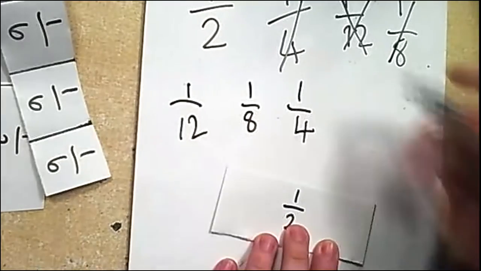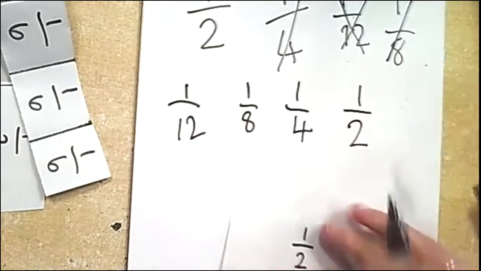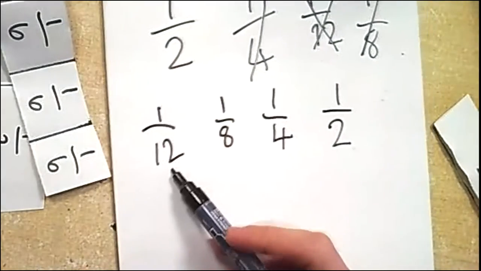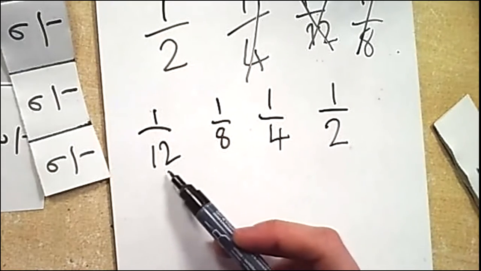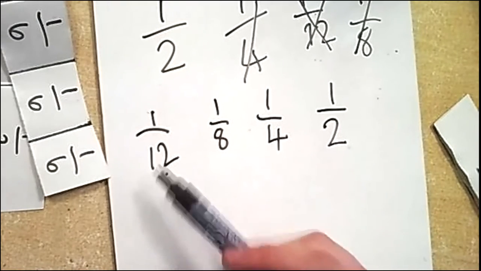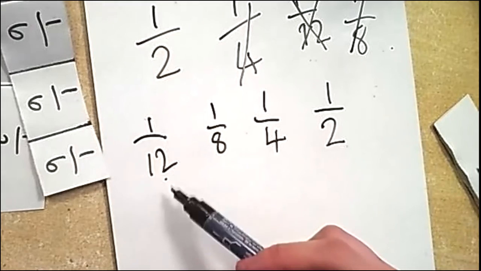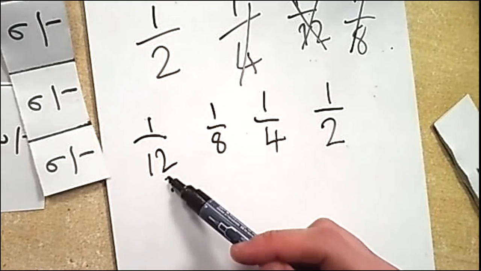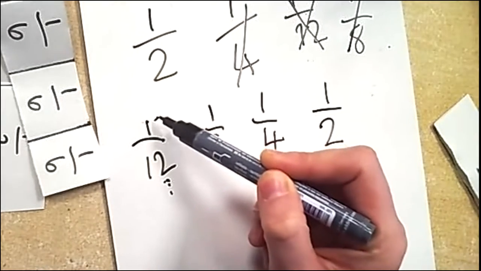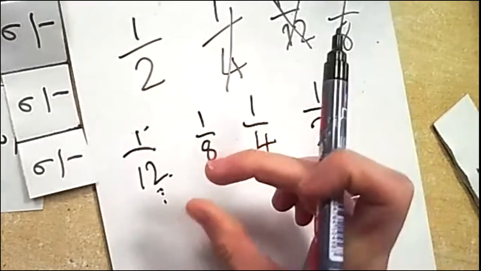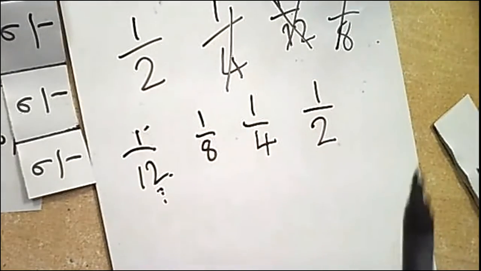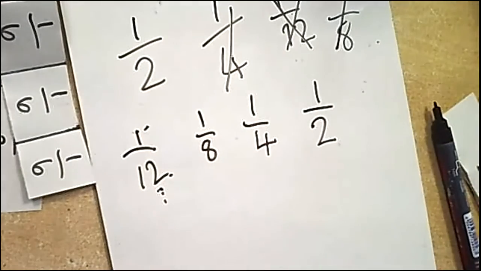And then finally, 1/2. Now you might be thinking, but Mrs. Wild, this denominator is 12, that must be bigger. No, when the numerator is 1, the bigger the denominator, the smaller the fraction. So when the numerator is 1, the bigger the denominator, the smaller the fraction. Okay, I hope that makes some sort of sense, guys. Right, let's go back to screen sharing.